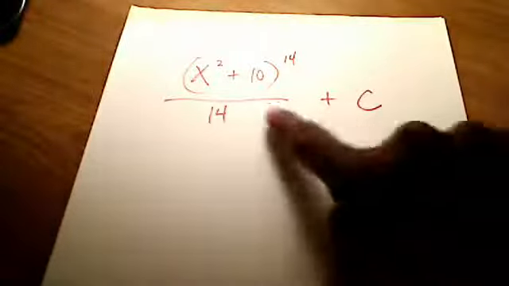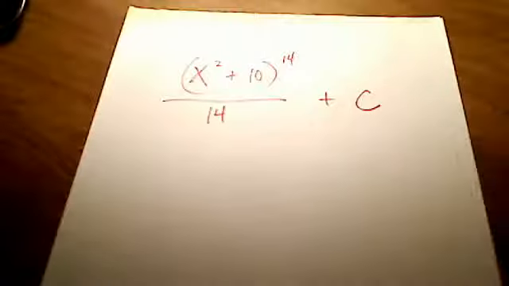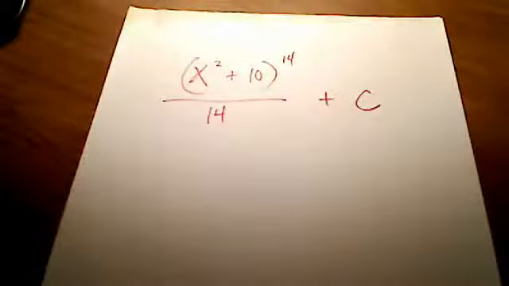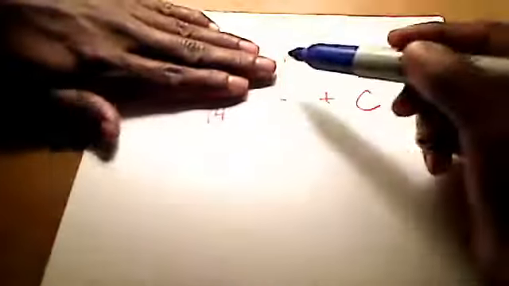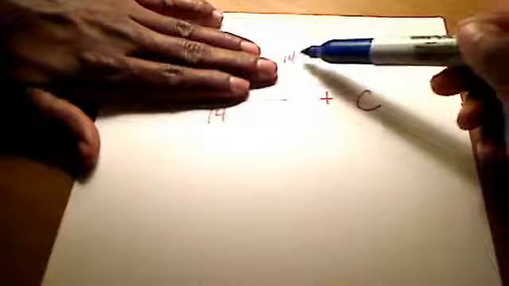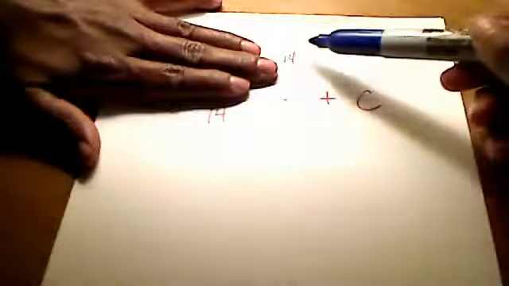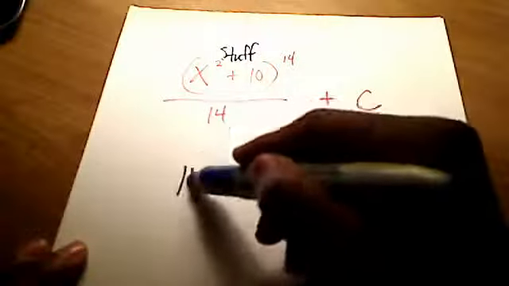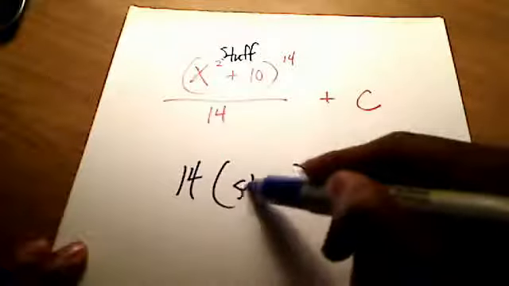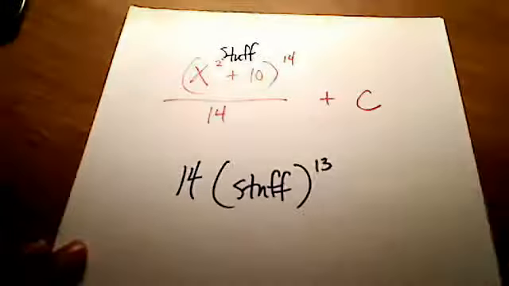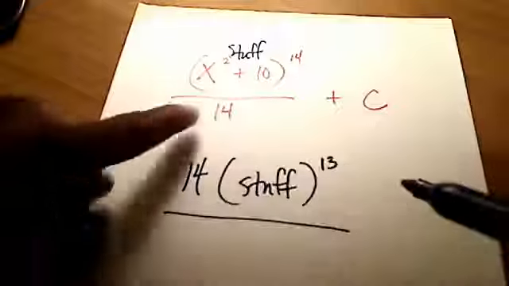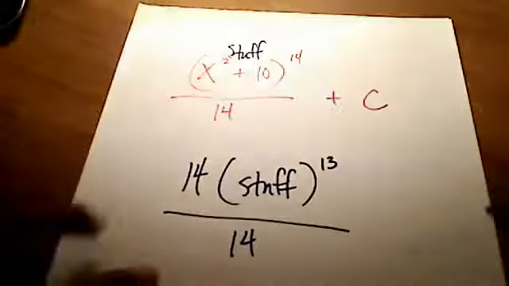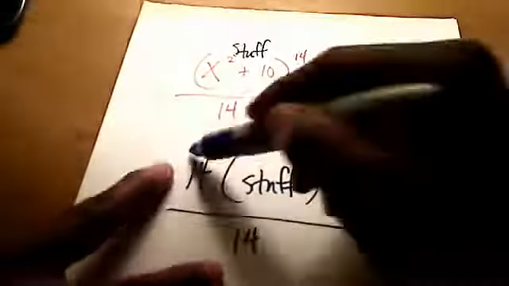Now if you want to take the derivative of this, I hope you see that we need the chain rule. So let's start with this. I'm just going to cover this up for a second. What's the derivative of stuff raised to the 14th power, as if this was stuff? It's 14 stuff raised to the 13th power, right? Don't forget, there's still a 14 in the denominator, so what happens to these two 14s? They cross each other out.